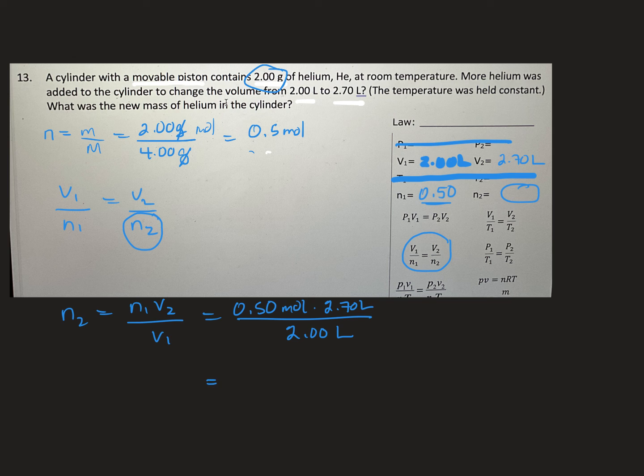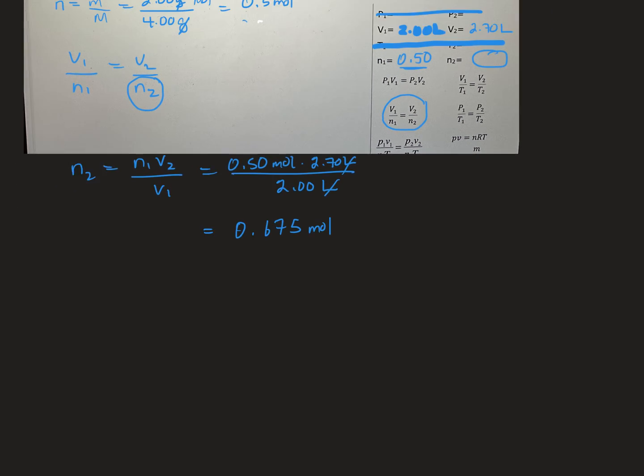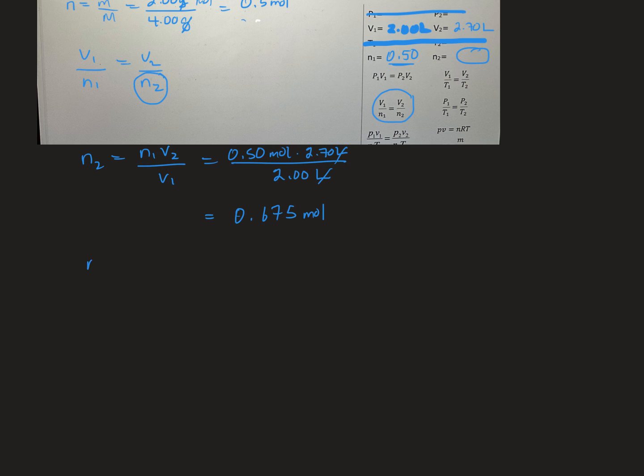Let's do that on the calculator, just a sec. Okay, that comes out to 0.675 moles. Okay, but the question is asking for what the mass is. And so to figure out the mass, I have this formula, moles equals mass over molar mass. I'm solving for mass, so mass is equal to moles times molar mass. 0.675 moles, and I have to multiply that by the molar mass of helium, which is 4.